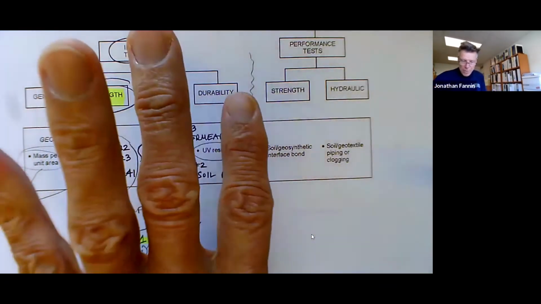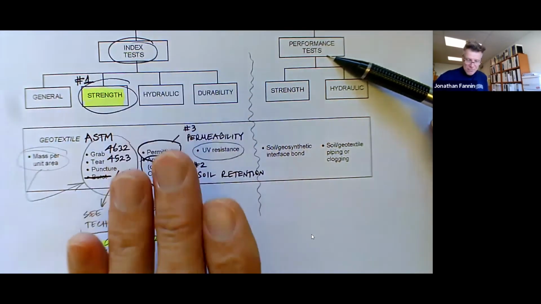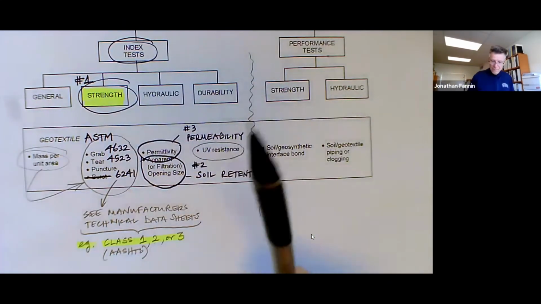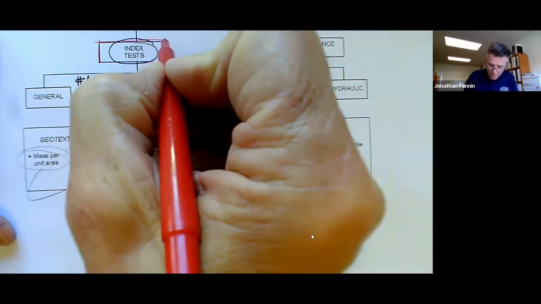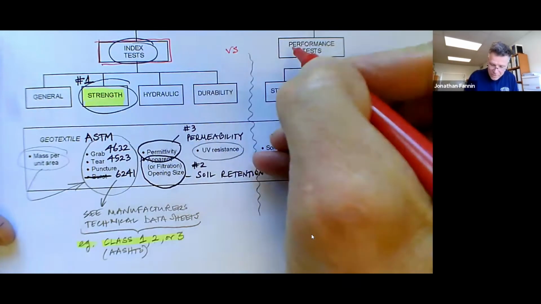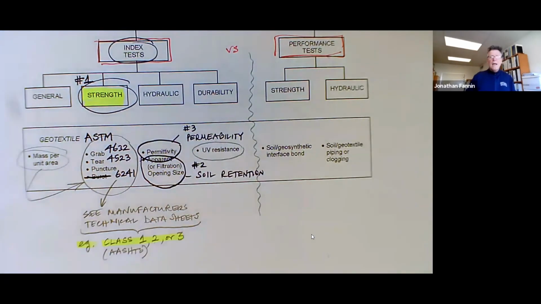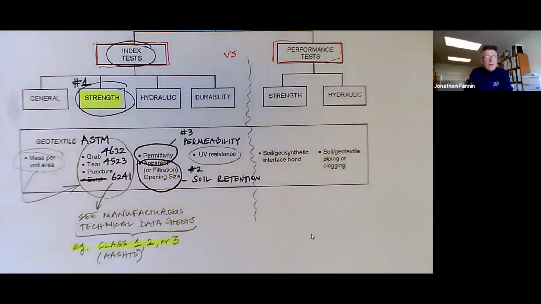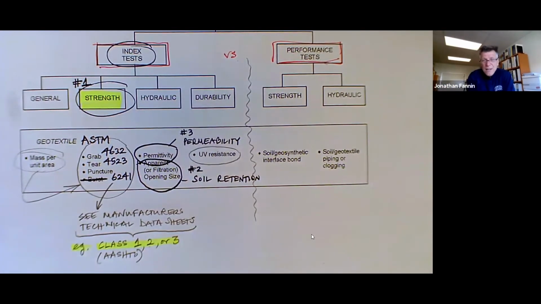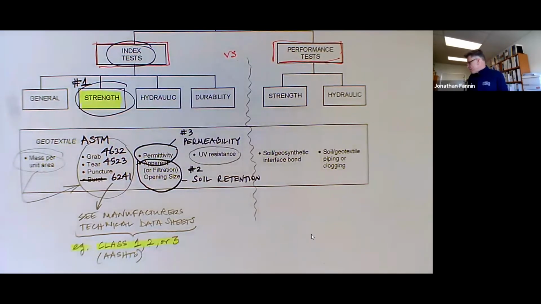And that's going to allow me to park performance-oriented testing rather than index testing over here. So let's stick with the index tests first, as opposed to performance tests, and ask ourselves, if we were designing a granular filter, what kind of index tests would we do? We might want to know something about the grain size distribution of the granular filter, because the grain size distribution of the granular filter is controlling the pore size distribution, right?